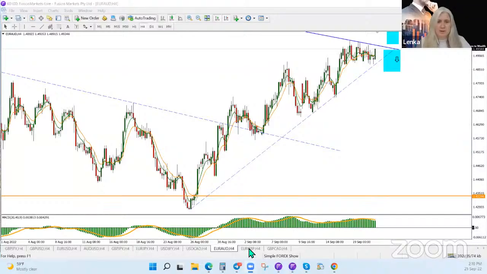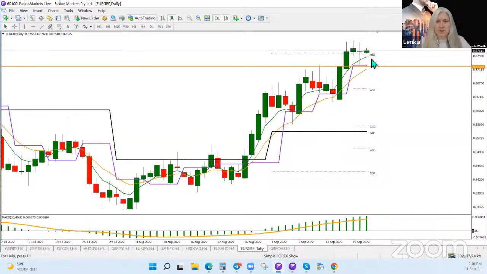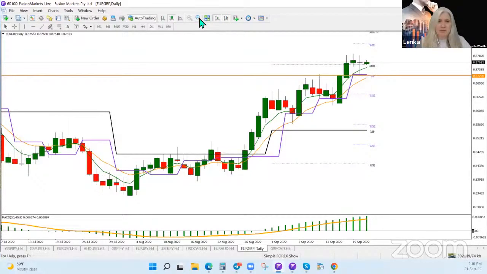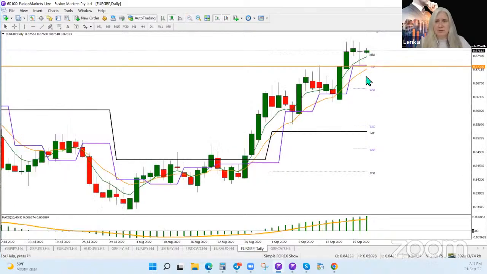Next currency pair I'm looking at is Euro GBP. And Euro GBP is currently still in the uptrend. So looking at long, it's now above that level, which was the previous level of resistance. We have had the price come back down to the weekly pivot, and that's the same or very similar level to that level of resistance.